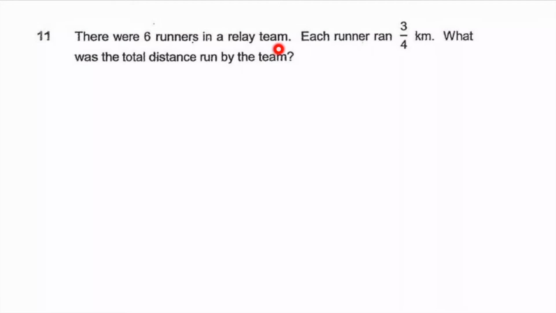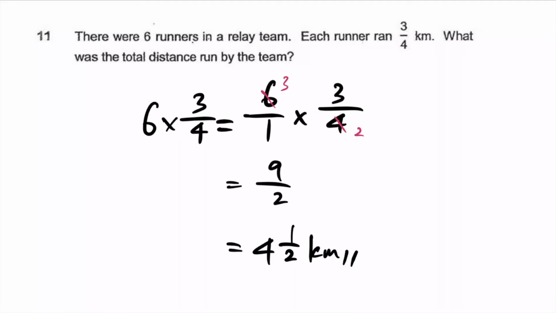6 runners in a relay team, each runner ran 3/4 of a kilometer. What was the total distance run by the team? So if one runner ran this, 6 runners, we would multiply this by 6. So we have this situation here. Think of 6 as 6 over 1. And why we do that is to see that we can simplify diagonally.